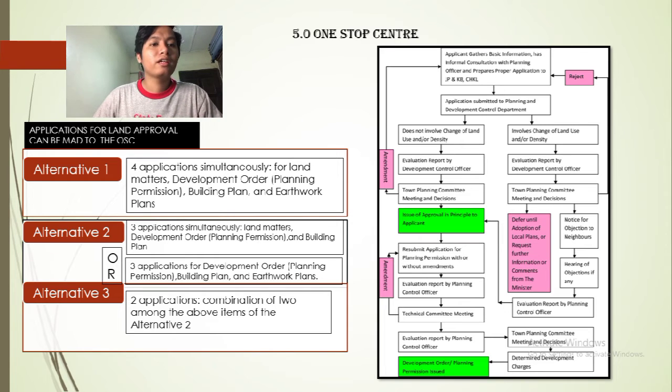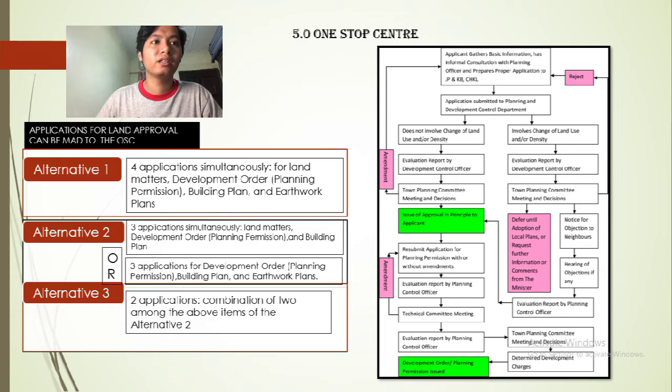So I will explain one example, which is an application for land approval that can be made to the OSC, or One-Stop Center. There are three alternatives that people can deal with at the OSC. The first alternative is for application for land matters, development order, building plan and earthwork plans.